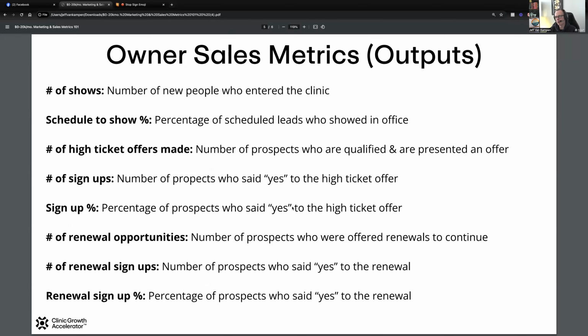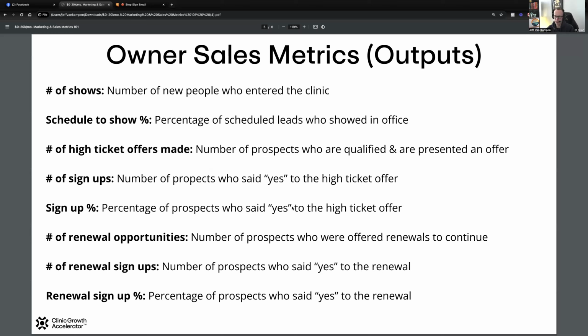Now let's look at some outputs as far as sales. These ones are pretty straightforward. Number of shows, which is the number of new people who entered the clinic over a given period of time. The schedule to show rate, percentage of people that scheduled an appointment that actually showed up for their appointment. Number of offers made, so the number of prospects who are qualified and are presented an offer. So if we get 10 people that walk in and 8 of them are a fit for the report of findings, that would mean that, hey, we made 8 offers that day.